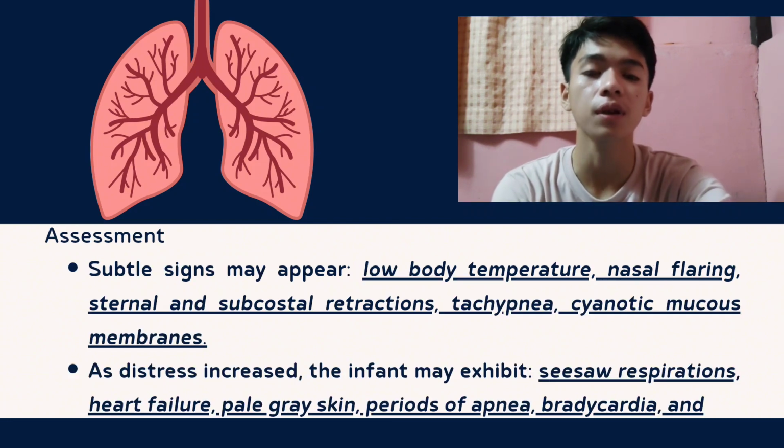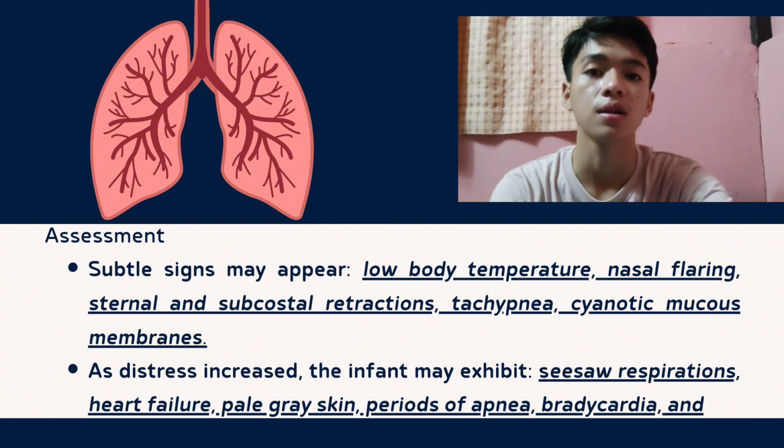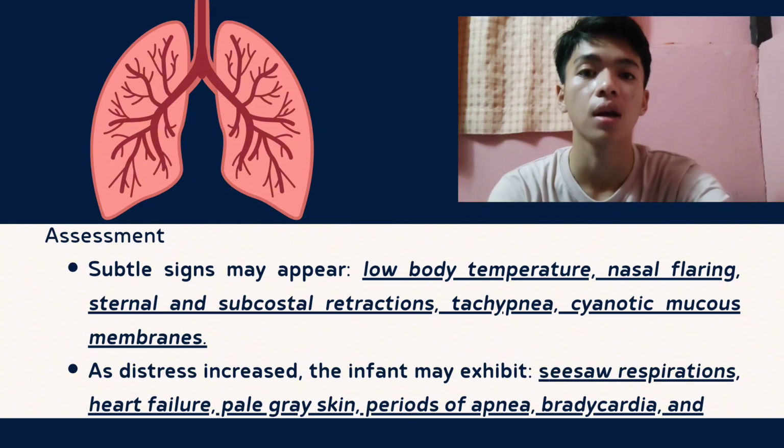In the assessment of an infant that is having respiratory distress syndrome, the infant will show the following subtle signs. First is low blood pressure, nasal flaring or when your nostrils widen while breathing, sternal and subcostal retractions. Subcostal retractions is an inward pulling of the abdomen just below the rib cage, or sometimes referred to as belly breathing, while sternal retractions is an inward pulling just below the sternum or the breastbone.